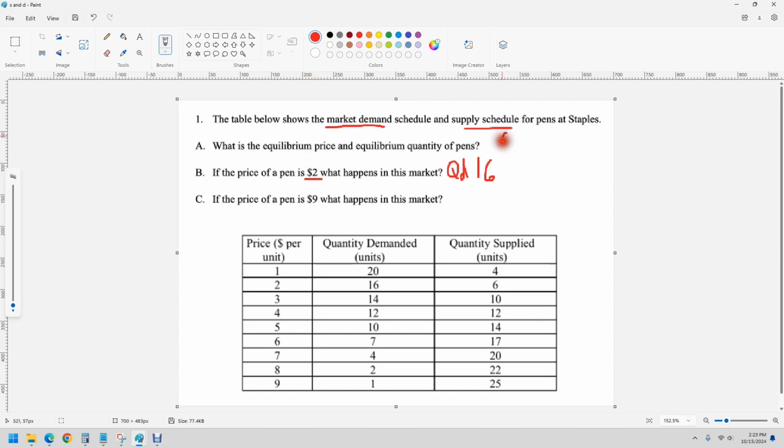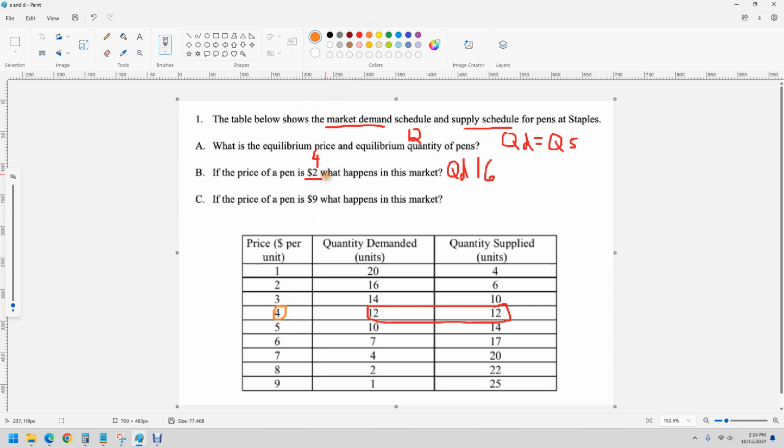Equilibrium happens where quantity demanded equals quantity supplied. So we just find that right here. The equilibrium quantity is 12. And then the equilibrium price, come on over here, is 4, because that's the corresponding price. You could graph all this, but I'm using a table.